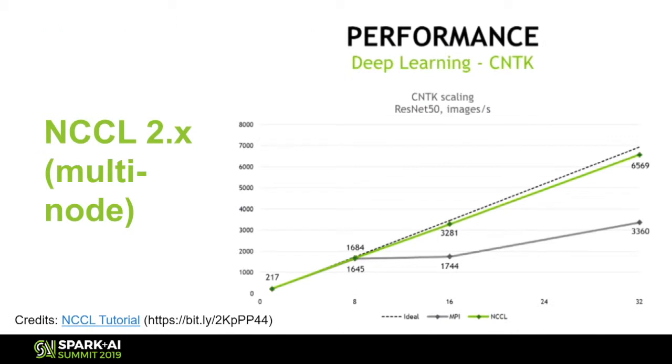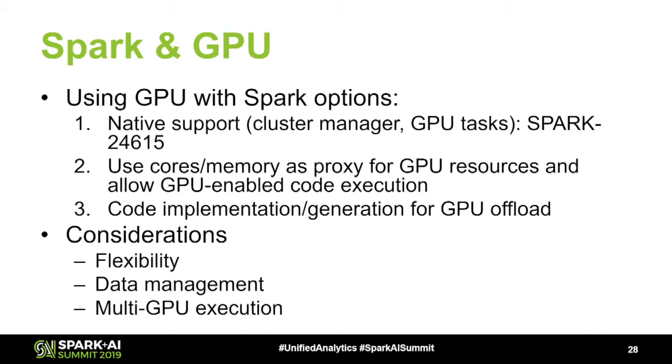So with that, this is probably one of the old slides from a performance study done a few years back, but it shows the difference between using NCCL for distributed training versus using MPI and CUDA. So now, with that context, let's talk about how to use GPUs in Spark.